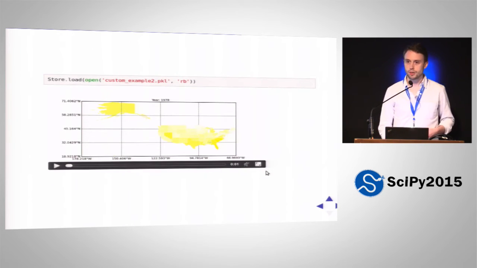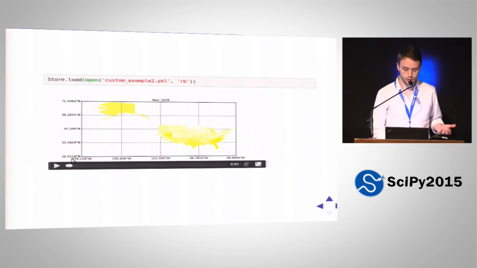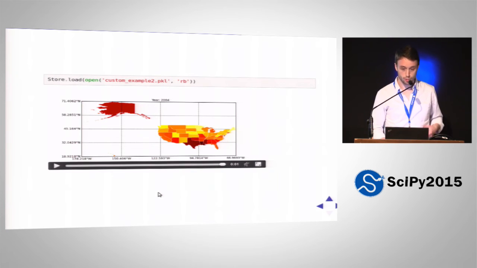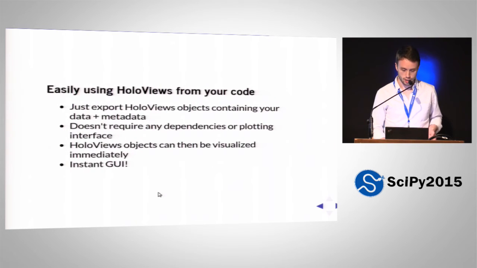OK, so that's just one element type. There's very many, so I've actually been working on an extension for geographic data using matplotlib basemap. And so you can see that here. And that's just one example.